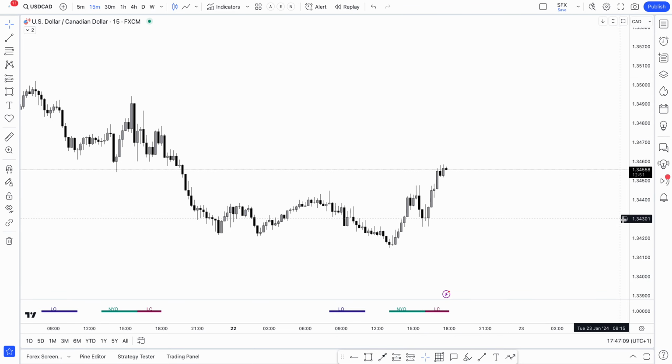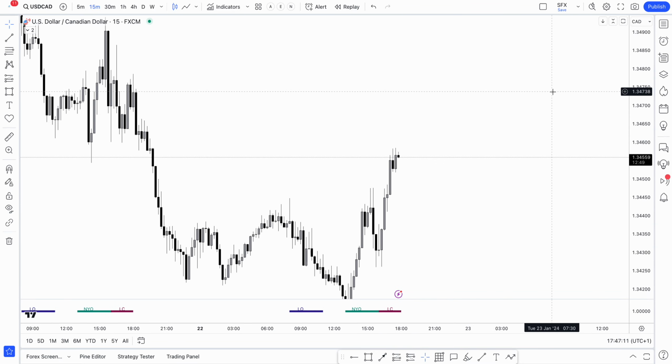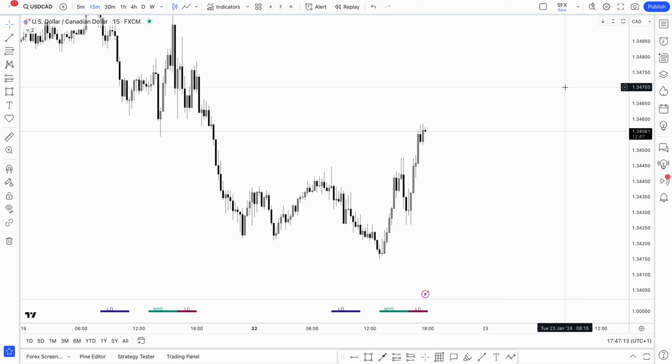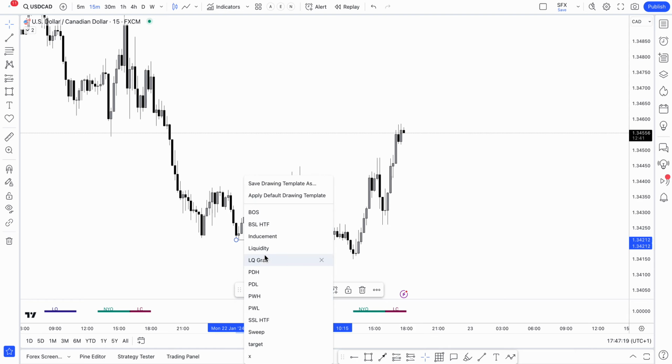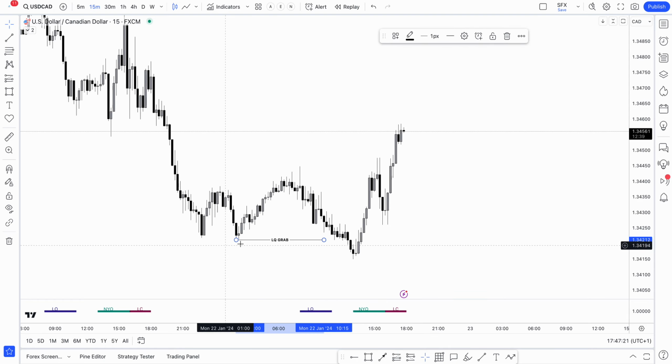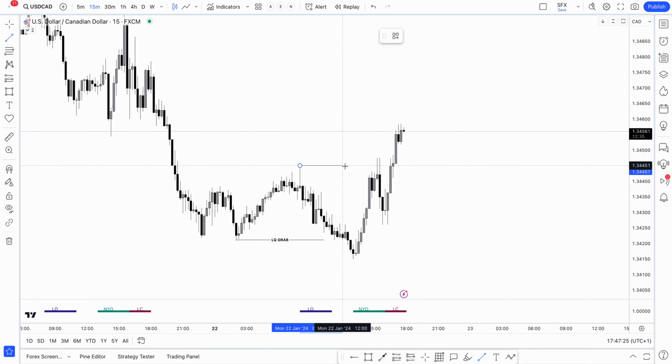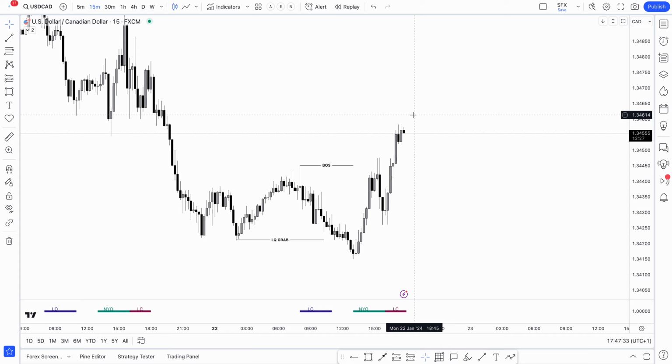Going to the 15-minute. So 15-minute, let's start with the marking up. So we have this as a liquidity grab, right? We grab the liquidity to the downside, we broke the structure to the upside, like that. So everything happened in the New York session today, as you can see. Price did not pull into the demand area, it just rejected and pushed higher.